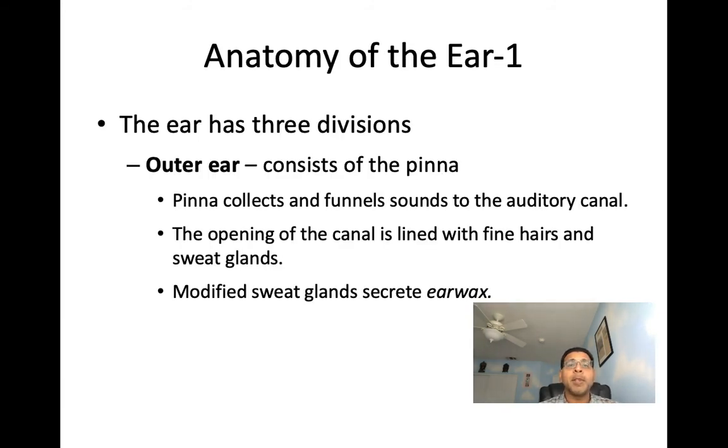Let's look at the anatomy of the ear. The ear has three divisions. We've got the outer ear, which is going to consist of the pinna. The pinna collects and funnels sound to the auditory canal. Then the opening of the canal is lined with fine hairs and sweat glands. And these sweat glands that we have are modified sweat glands, and they're going to secrete earwax. And earwax is very important in helping to repel insects and other objects from making their way into the ear.